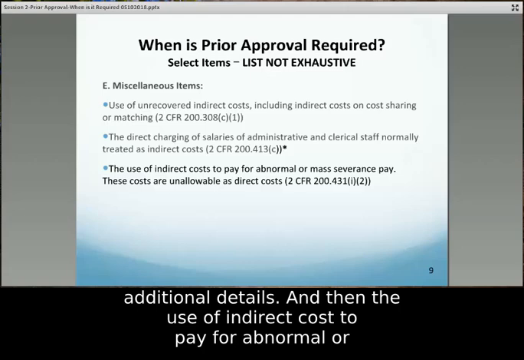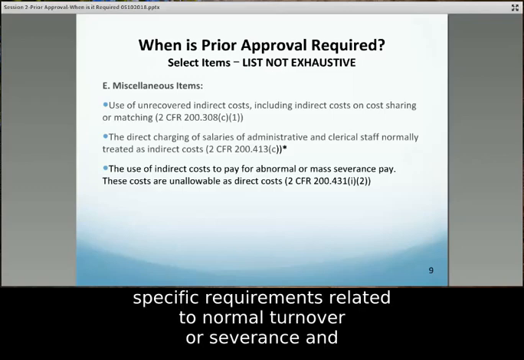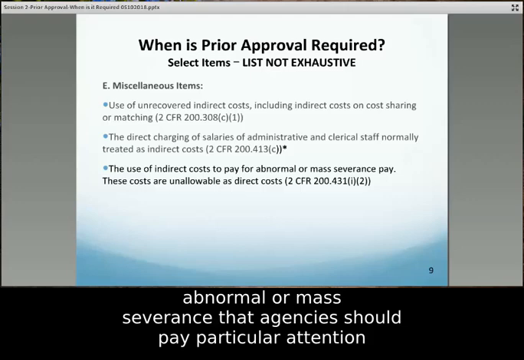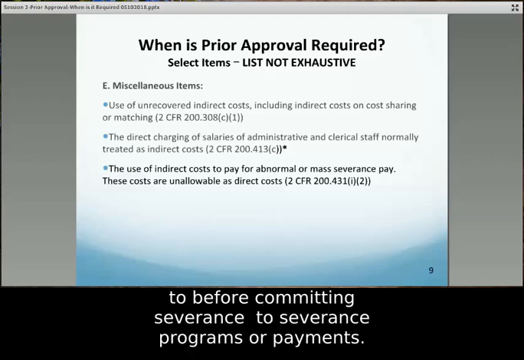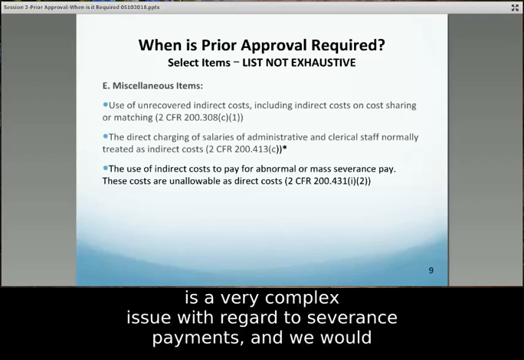And then the use of indirect costs to pay for abnormal or mass severance pay. These are unallowable as direct costs. There are specific requirements related to normal turnover severance and abnormal or mass severance that agencies should pay particular attention to before committing severance programs or payments. And those requirements are included at 2 CFR 200.431.1. And again, this is a very complex issue with regard to severance payments.